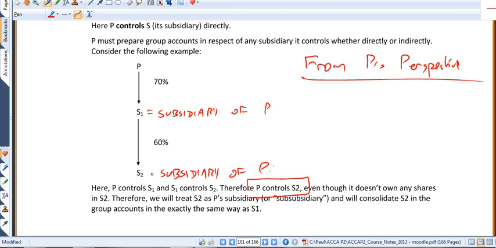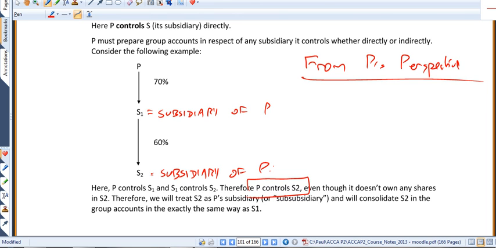Yes, S2 is also a subsidiary of S1, but we're going to be preparing the P group accounts, and everything we do is from P's perspective. And hopefully you can see that through that chain of command, we do indeed control S2, and therefore S2 is a subsidiary. And that's it.